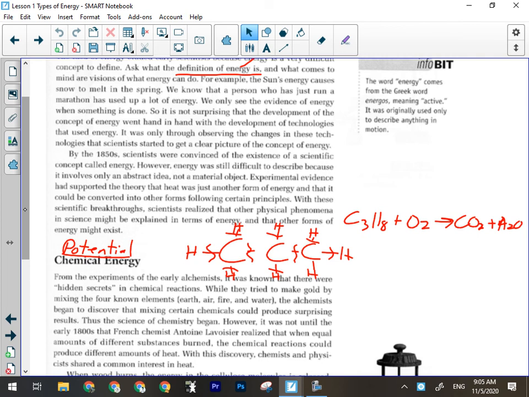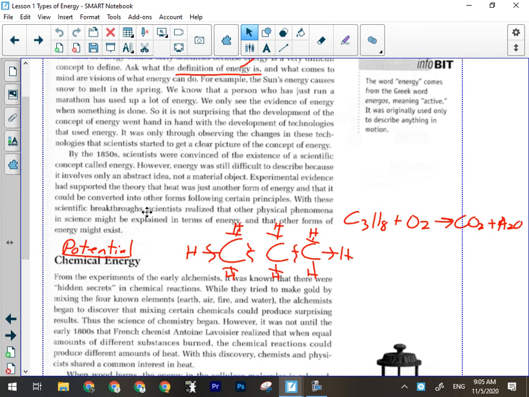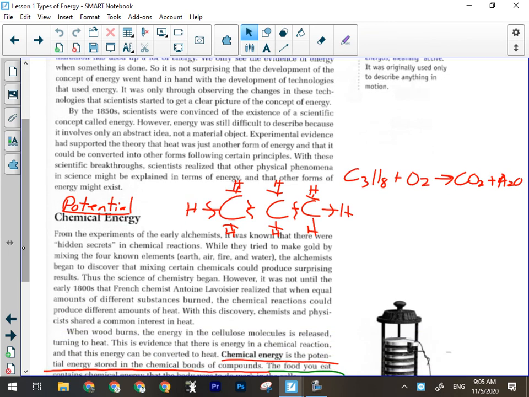Okay, so with those scientific breakthroughs, scientists realized that other physical phenomena in science might be explained in terms of energy and that other forms of energy might exist. All right, so first form, chemical energy, because it's the one we use the most. Okay, early man discovers fire. Okay, that was chemical energy, right? So from experiments by the alchemists, we remember them from Unit 1. Okay, it was known that there were hidden secrets, okay, in chemical reactions.